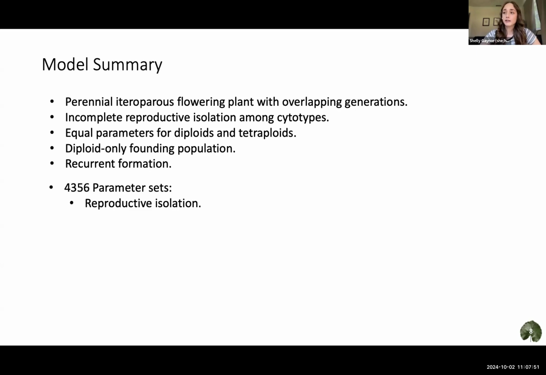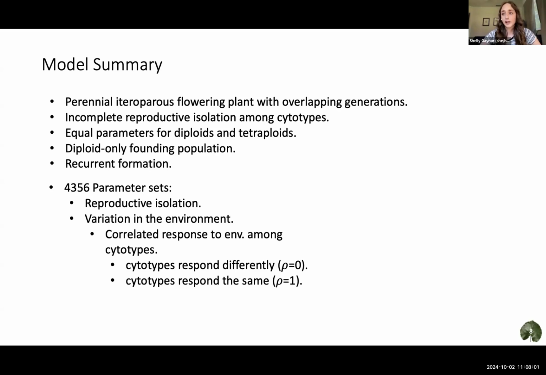With this model, I investigated 4,356 parameter sets, and these focused first on reproductive isolation, so that's selfing and mating proportion. Next, we look at variation in the environment, so low, medium, and high, but we also incorporated a correlation in the response to the environment among the cytotypes. So cytotypes were able to respond to the environment differently, so have niche differentiation, or they could respond to the same environmental conditions in the same way, so niche similarity.